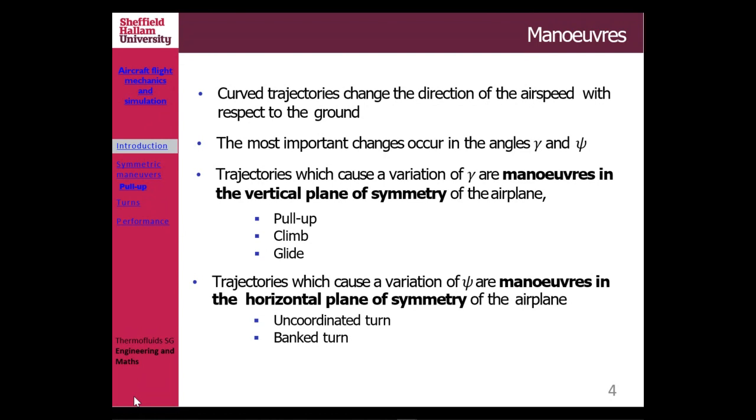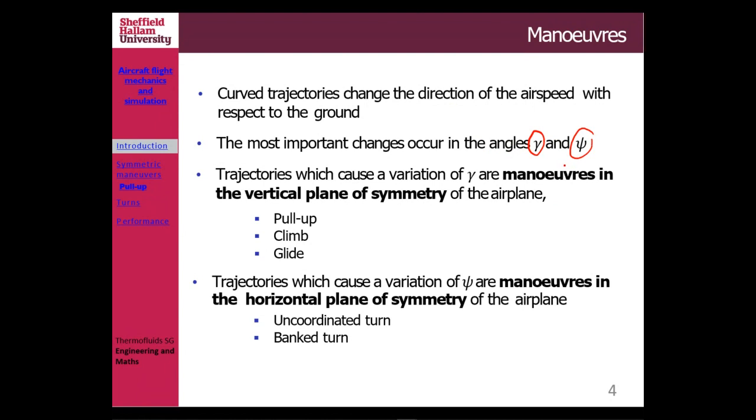Maneuver happens when the aircraft makes a curved trajectory with respect to the ground, and it changes the direction of airspeed. Now, the most important changes occur in the angles. I think we have seen this already last week. If you climb, then the change is in the flight path angle, which is gamma, in terms of climb angle, flight path angle, climb gradient or glide angle. And today, if you talk about turn maneuvers, that also includes the side, which is the yaw angle.